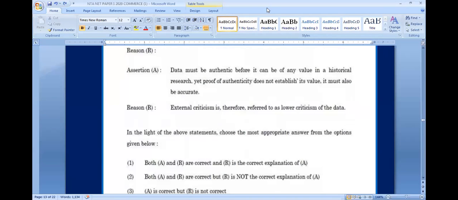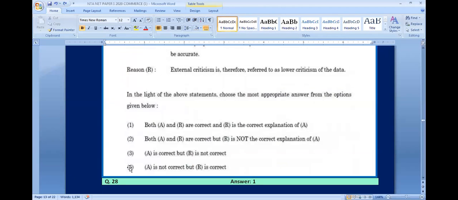Data must be authentic before it can be of any use in historical research. Yet proof of authenticity doesn't establish its value. It must also be accurate. You should not blindly give any proof. It should be an accurate one. So that's correct. Assertion is right. When assertion is right, this is ruled out. Fourth option is ruled out. It says it is wrong.